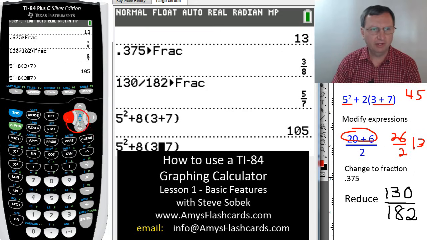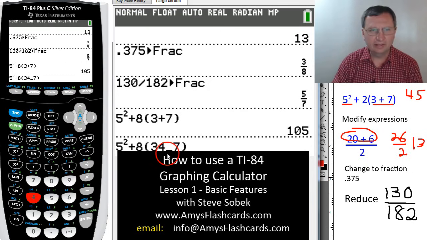So use your left arrow key to get your blinking cursor over top of the plus sign, and then hit second. Notice INS means insert, right above the delete key, insert, and then we could type in a 4, and the plus sign did not replace the plus sign. It was inserted prior to the plus sign.